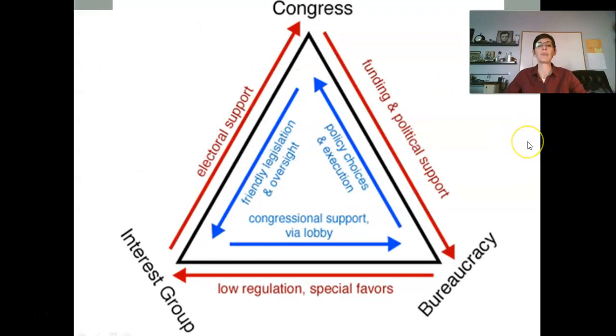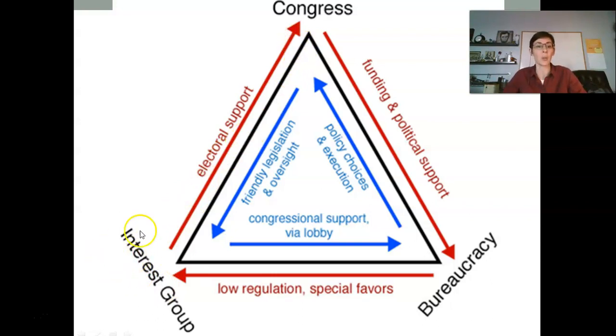All right, and now I want to review this iron triangle. I've brought this up in class before, but I want to hyper focus on this because now that we've covered the Congress, we've covered the bureaucracy, and now we're covering interest groups. So hopefully we can really see the interconnection between these three and why they form what's known as the iron triangle. So from an interest group perspective, what you provide to Congress is electoral support.